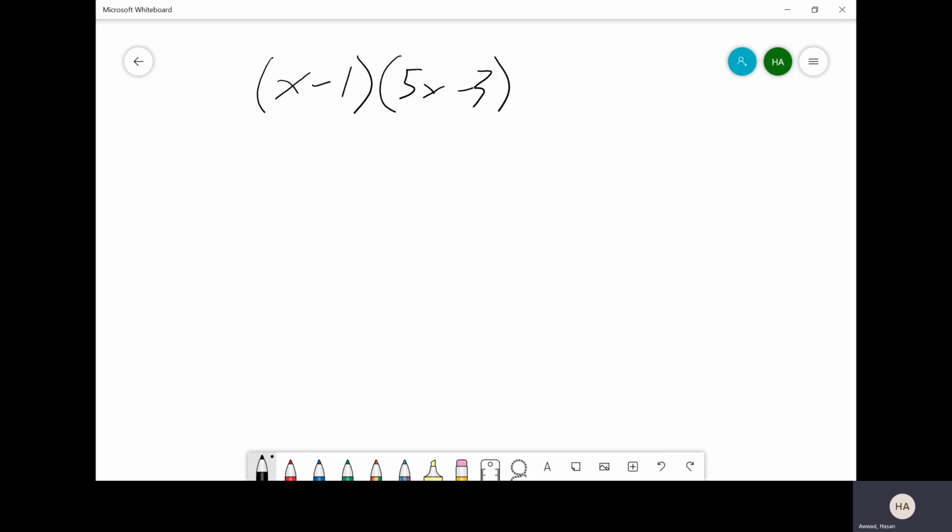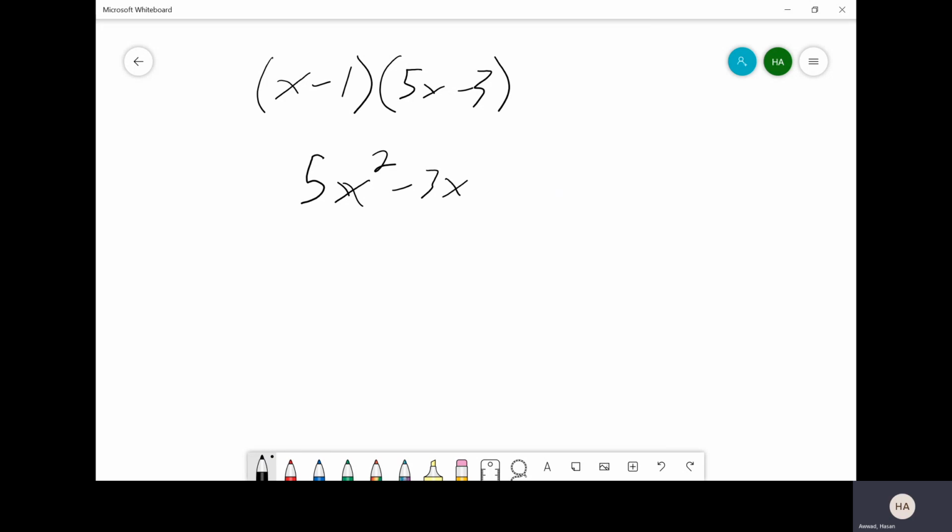Okay, so hopefully that went pretty well for you guys, and it made sense by applying FOIL. So let's go through it. I'm not going to write every individual step down. I'm just going to talk through it. So we have x times 5x because that's first, right? So x times 5x is just 5x squared. Okay, next up we have outside, so x times negative 3, so negative 3x.